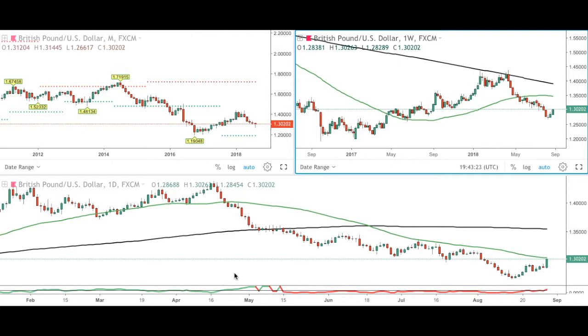So that wraps up this video. Like I said, it's a very simple concept. When price is trading above the 200 moving average, you look for long positions. And when price is trading below the 200 moving average and below the 50 moving average, you're looking for short positions.